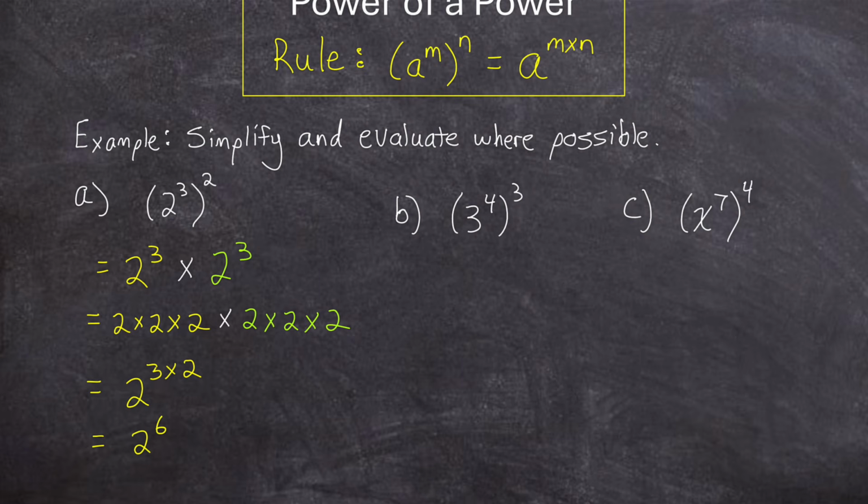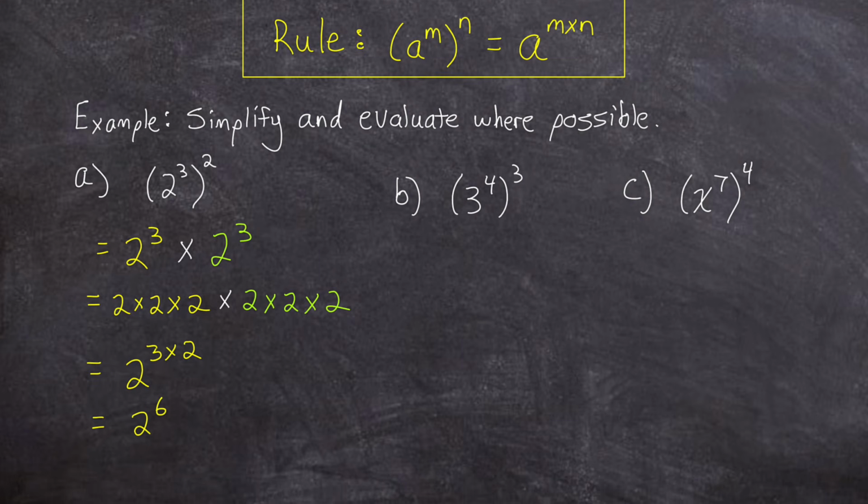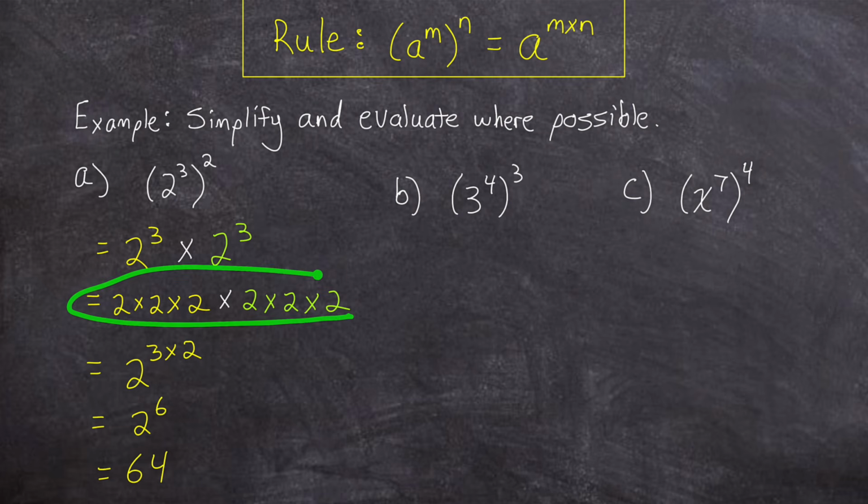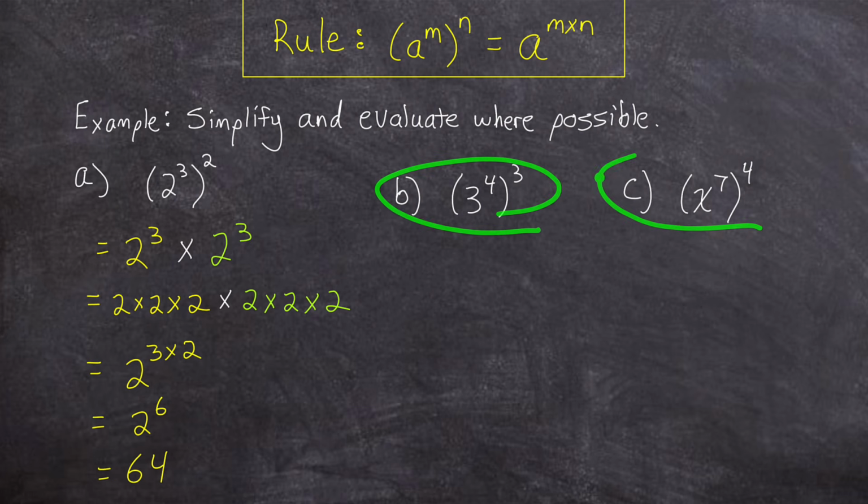So my new power becomes 2 to the power of 6, which is 64. And hopefully this was a good illustration to you as to why this rule works. When we have a power of a power, we can just keep the base the same and then multiply the exponents together. And by multiplying the exponents together, it tells you how many factors of the base are being multiplied together. So let's now try and use that exponent rule for these 2 examples as well.